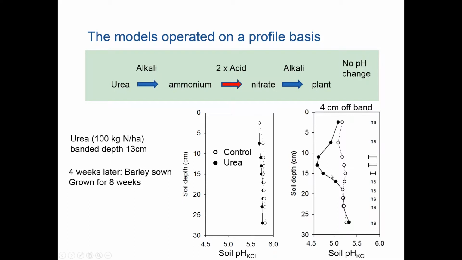So whilst the theoretical model would say that there's no pH change if all of the urea is taken up by the plant, or is utilized by the plant, then there should be no pH change. In reality, we do get this acidity, and it's because these nitrogen forms all move. And in this case, it's moved horizontally and it's moved upwards and downwards, and then reactions take place which are acidifying, and so it acidifies the soil.